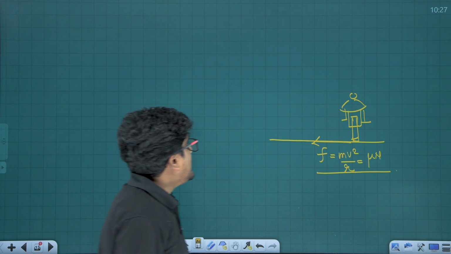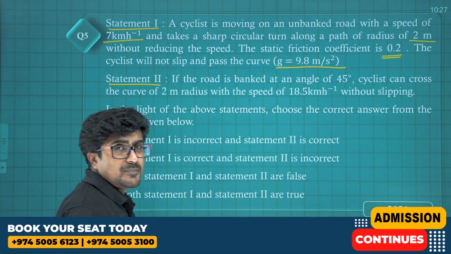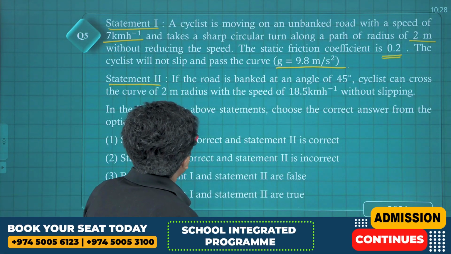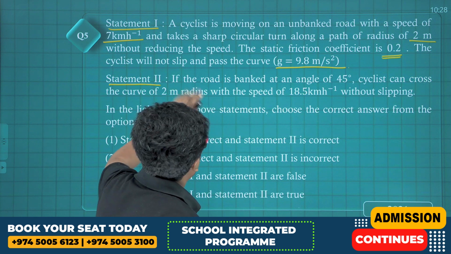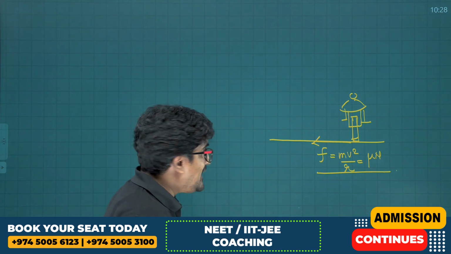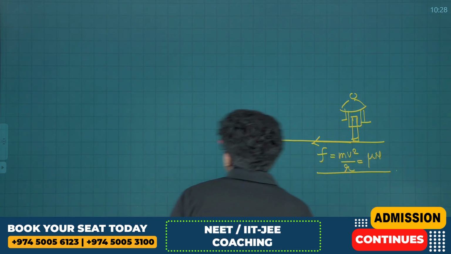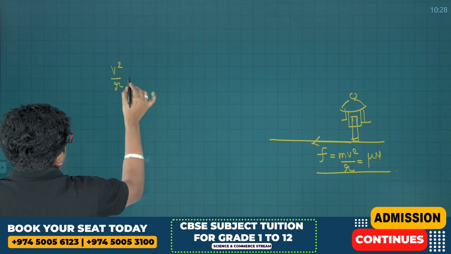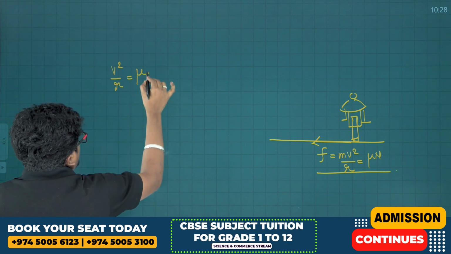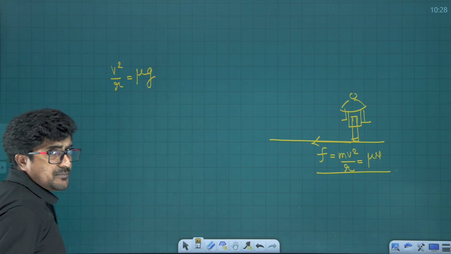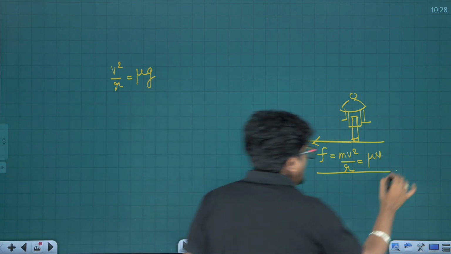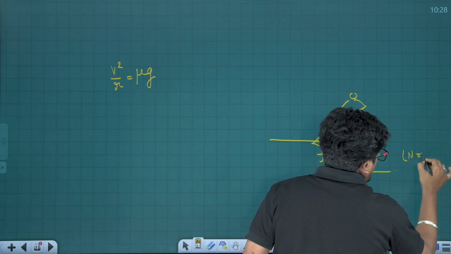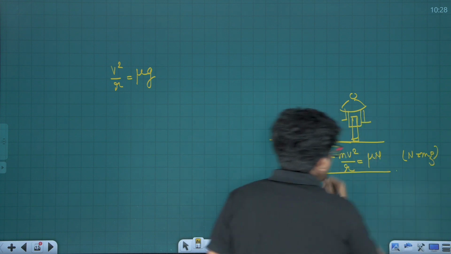Now here, what is the speed? Speed is 7 km per hour and mass is not at all mentioned, and here in fact we don't need that, isn't it? Why? Because here v square by r is equal to mu into g, because m and m will cancel, because N is going to be mg here. I repeat, capital N is equal to m into g. m and m will cancel each other.